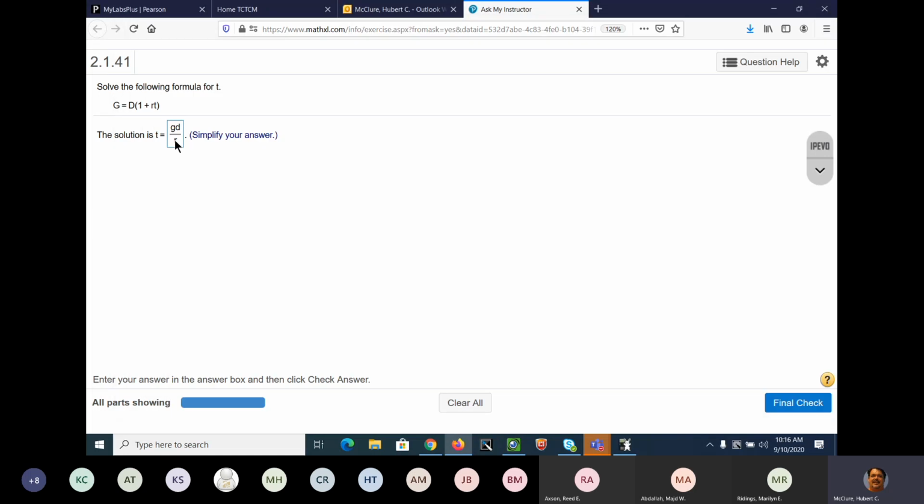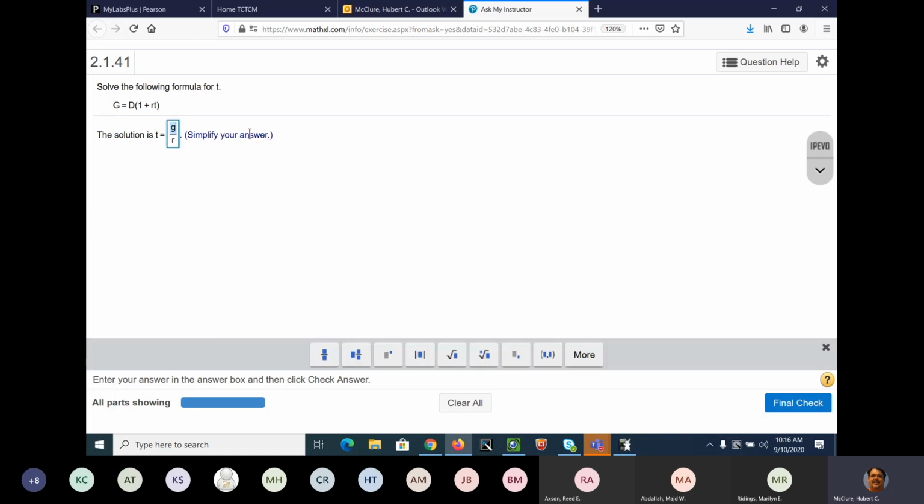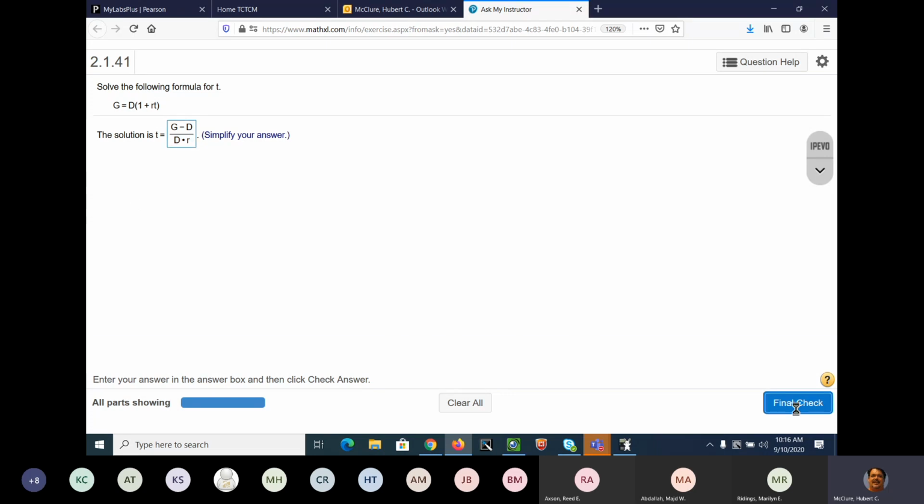So glad you sent that, because like I said, if you sent it, chances are there's about 2 or 3 others in the class that sent it, because not everybody can invent mathematics. So I've got brackets, and I'm going to put G minus D on top. So G minus D over dR, D times R. I don't know if I need to put that there. So I think that's it. I feel good about myself.